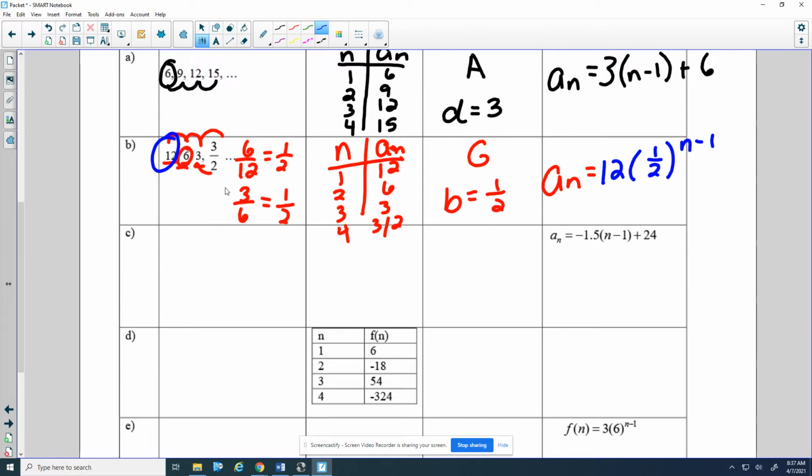So what we're actually going to do here is find a sub 1, a sub 2, a sub 3, and so on. Okay, so I'm just going to find the first 3. I could find more if I had more space, but we're just going to do that. You're supposed to find 4, but we'll do 3. So here, to find a sub 1, that just means I'm plugging in a 1. So I do negative 1.5 times 1 minus 1, or 0, plus 24. So 0 plus 24 is 24.